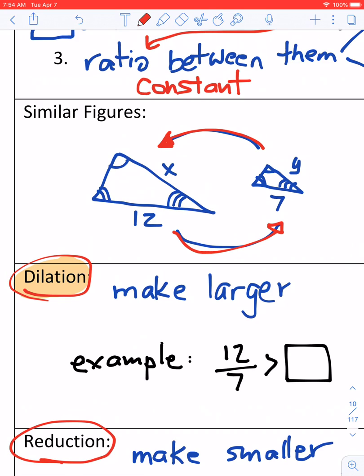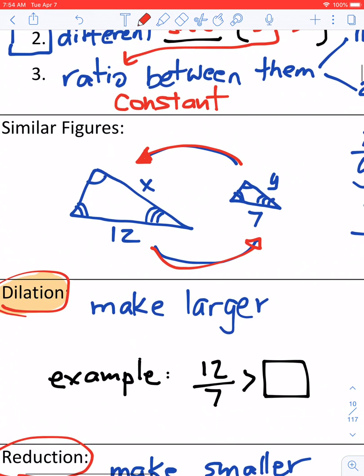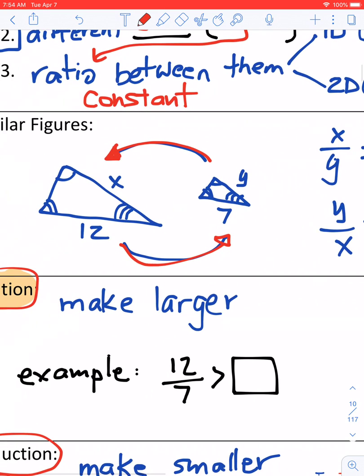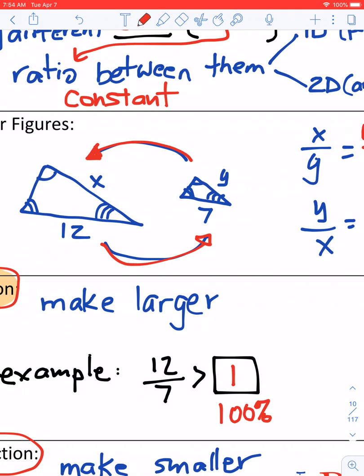All right. Dilation is the process of making something larger. So that would be, in the previous problem, going from right to left. Your pupil dilates. And one way we know that by looking at just the ratio is that 12 sevenths is bigger than 1. And we know that 1 is a representation of 100%. Had the ratio been 12/12, that would have been exactly 1, and that would mean then that the sides don't change, right?